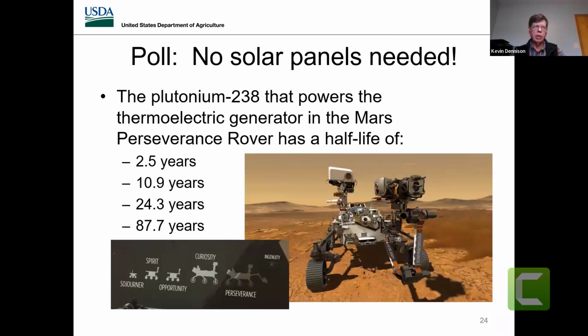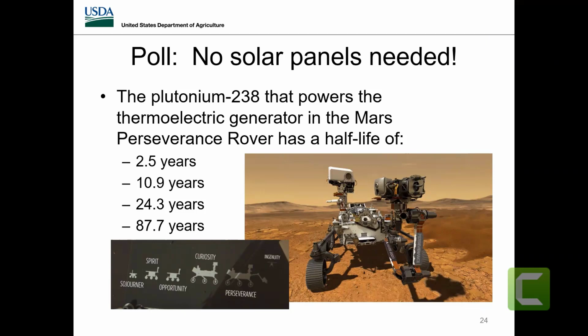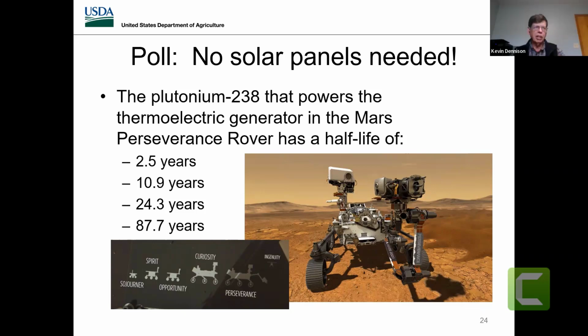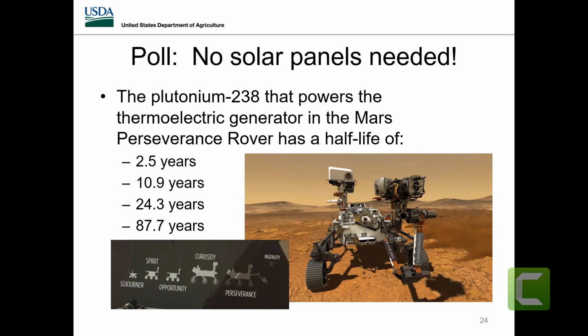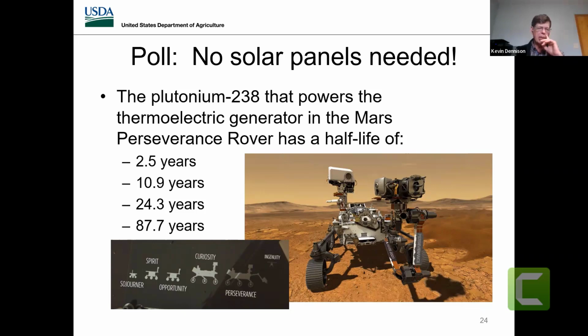So we're going to do another poll here, and the question is, the plutonium-238 that powers the thermoelectric generator in the Mars Perseverance rover has a half-life of, and your choices will be, when that comes up, 2.5 years. I brought the wrong one up. Here we go. Okay. So 2.5, 10.9, 24.3, 87.7. Yeah, I'm sorry, Dennis. I don't have this one. Oh, okay. Well, we'll just hang out for just a second and let people guess.